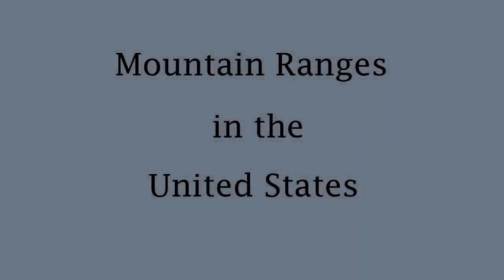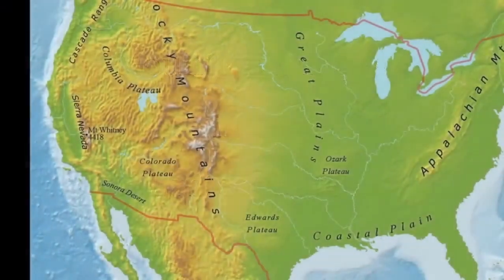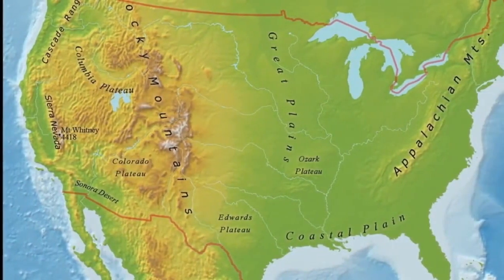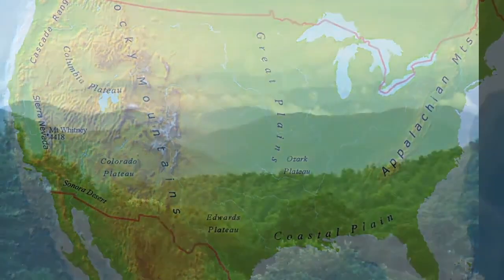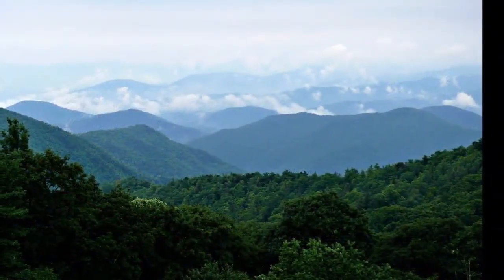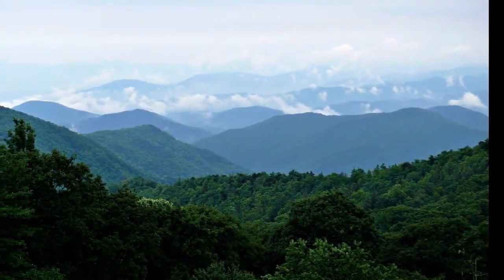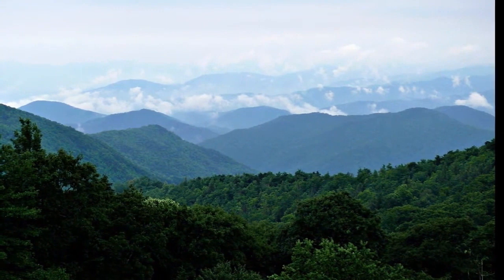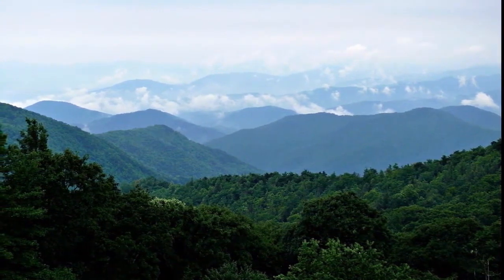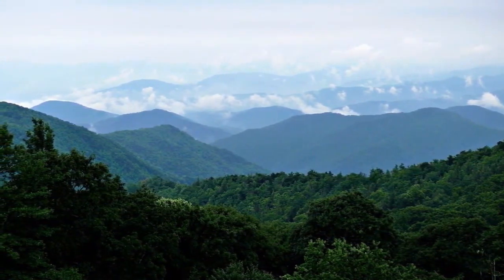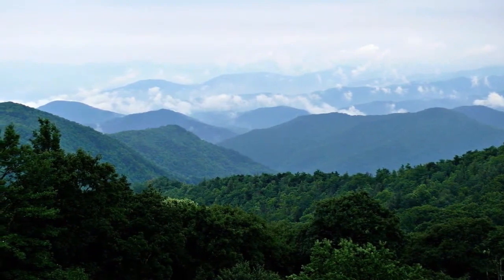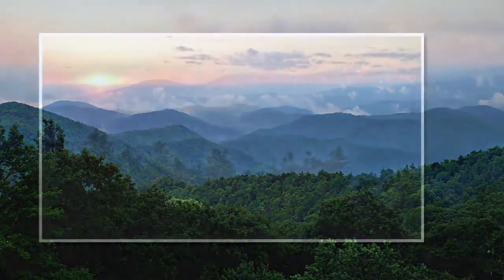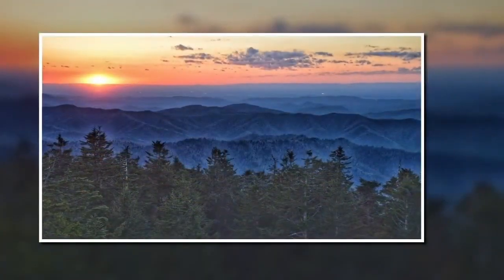There are three major mountain regions in the United States: the Appalachian Mountains, the Rocky Mountains, and the Sierra Nevada Mountains. The Appalachian Mountains is 1,500 miles long and runs along the eastern part of the United States. Smaller mountain ranges within the Appalachian Mountains include the Blue Ridge Mountains and the Great Smoky Mountains.